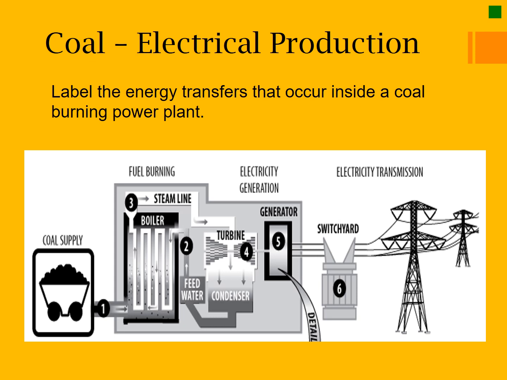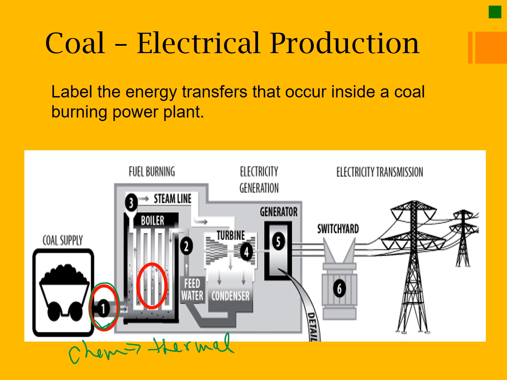All right, so let's label the energy transfers that occur inside a coal burning power plant. Once again, this should look very similar to you because it's almost identical to your nuclear power plants. The first one that we're going to talk about goes from one type of energy to another, and this would be chemical. We are burning it, so we are breaking those chemical bonds, and we are turning it into thermal, because we are turning it into heat.